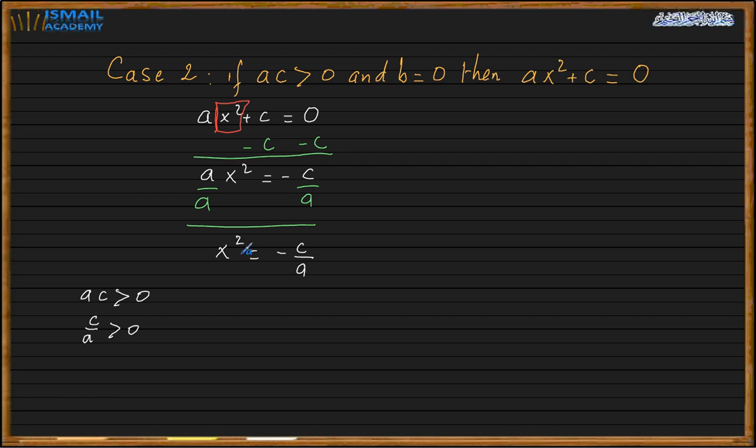A square can never be negative. It should always be positive, unless you talk about complex numbers, but this is not our case. Our case, we are dealing with real numbers. So which means that this cannot have a solution because that number is negative and a square is always positive. So here we end up with a contradiction, which means there is no solution here.